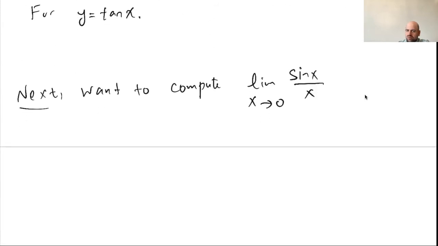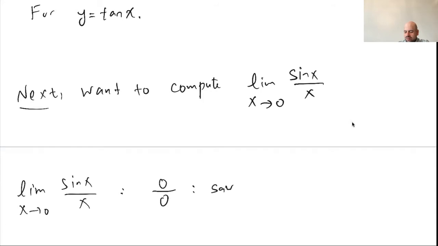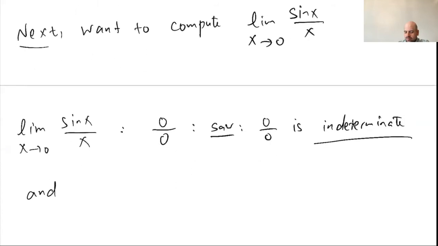First of all, we can try to replace x with the number. What do we get? Limit of sine x over x as x approaches 0. So this is 0 over 0. Sine 0 is 0, and x at 0 is 0. And 0 over 0, last time we saw, is an indeterminate form. And we need to simplify to compute this limit.